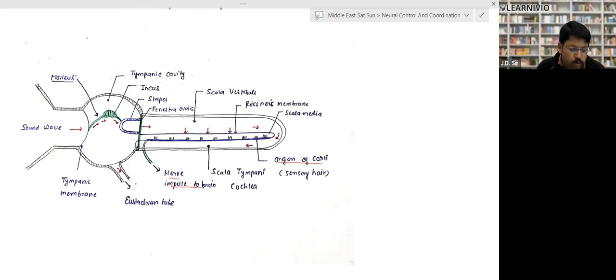Start noting now. The sound wave collected by the external ear reaches the tympanic membrane, which causes it to vibrate. Full stop.